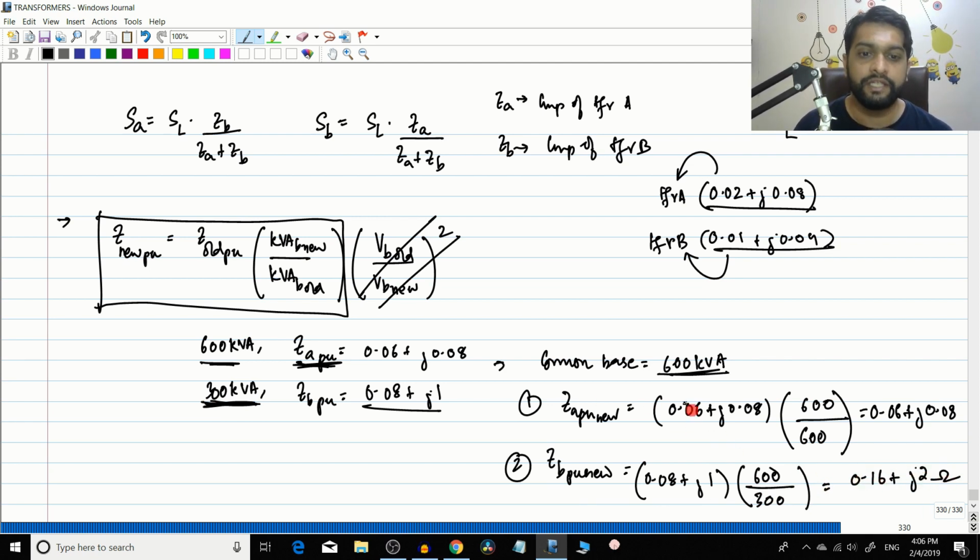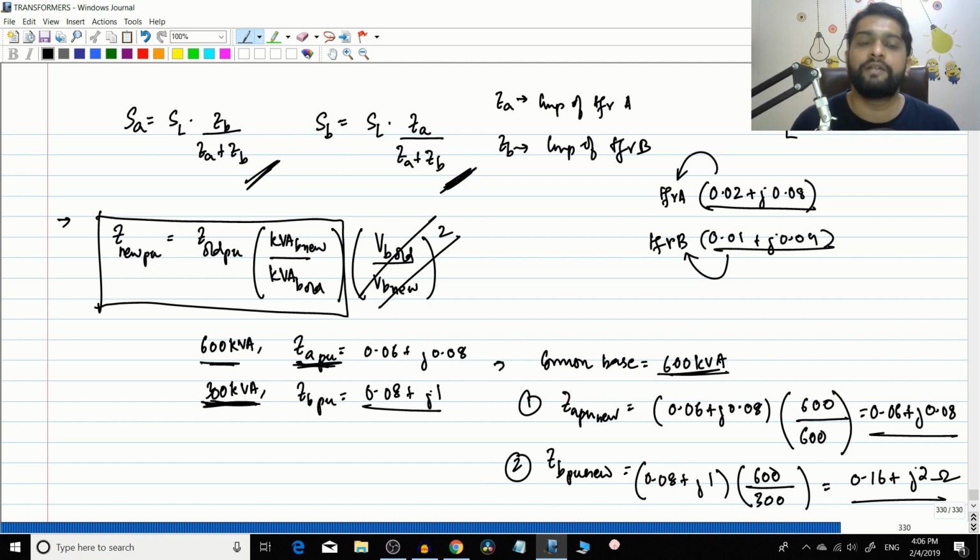So while using this in numericals, you have to use this value in this particular formula. If they have given the actual Z A, Z B values in ohms, you can directly use them. But if they have given per unit values, derived from their own base kVAs, then you have to assign a common base kVA and recalculate the Z per unit. That is another important thing here.